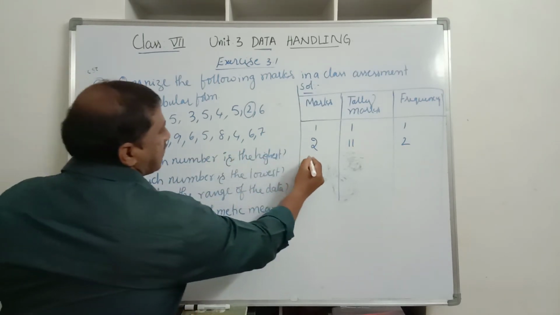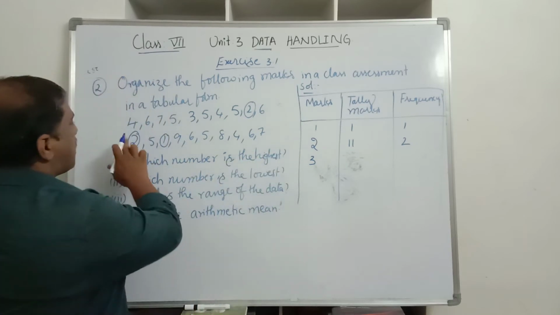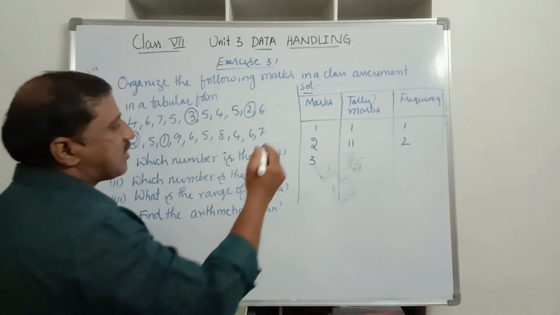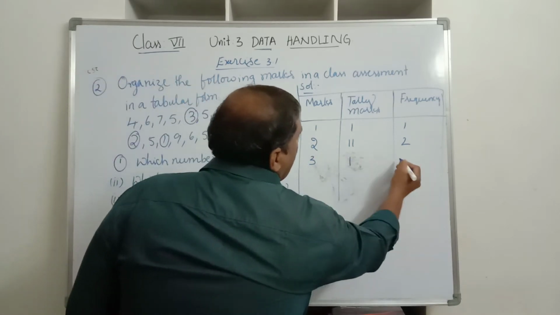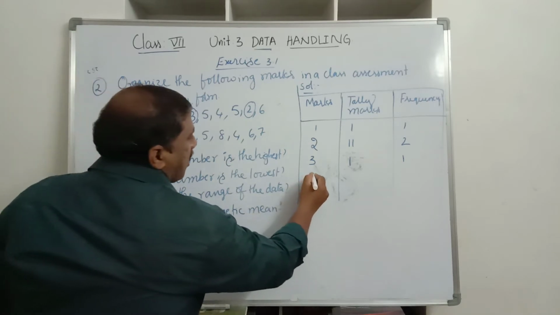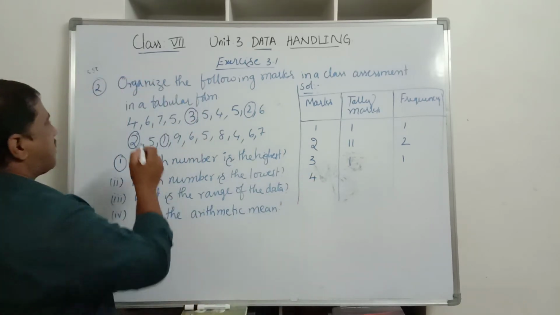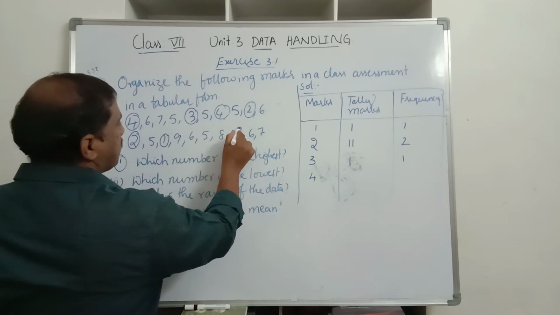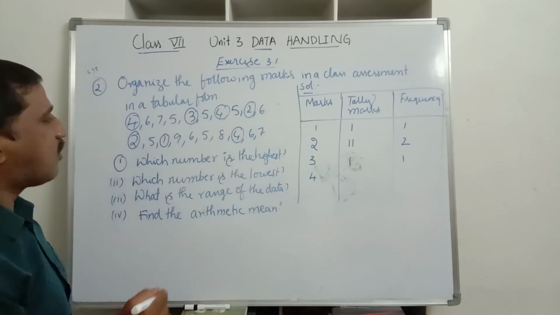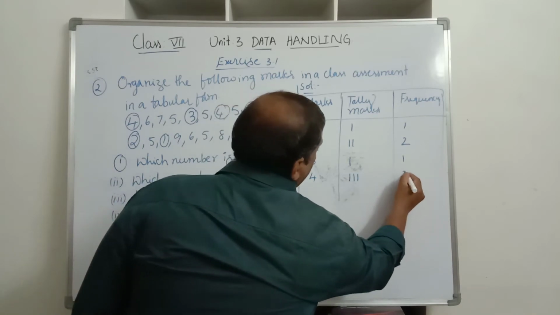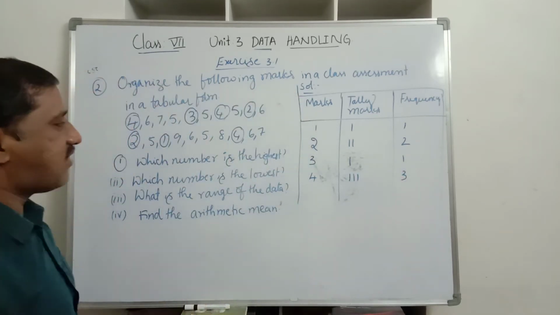Next mark is 3. How many students have scored 3 marks? Only 1 student, so 1 vertical line represents the tally marks. Next it is 4 marks. How many children have scored 4 marks? 1, here it is 2, then it is 3. So there are 3 children who scored 4 marks. Write 3 as the frequency.